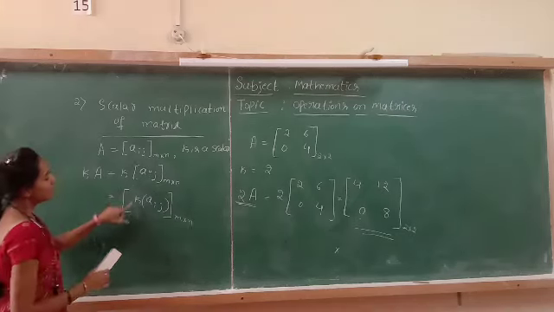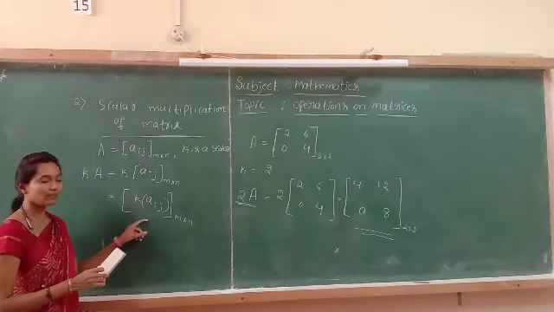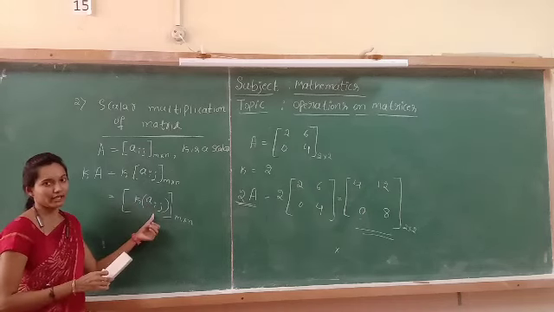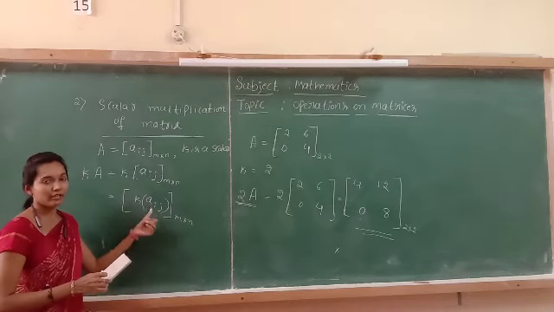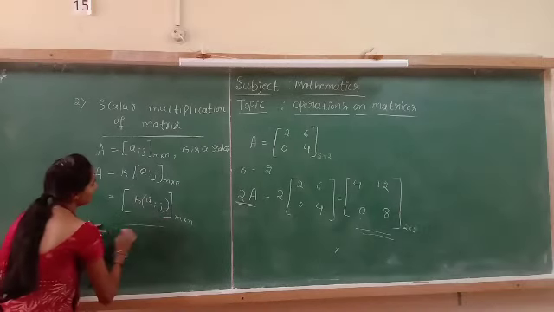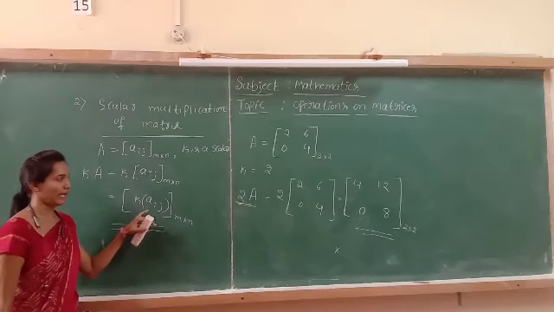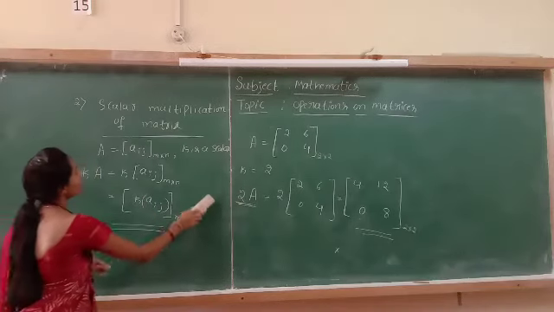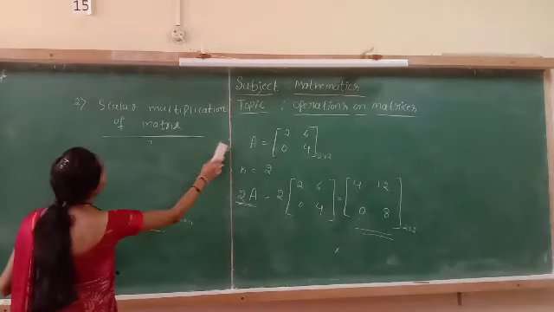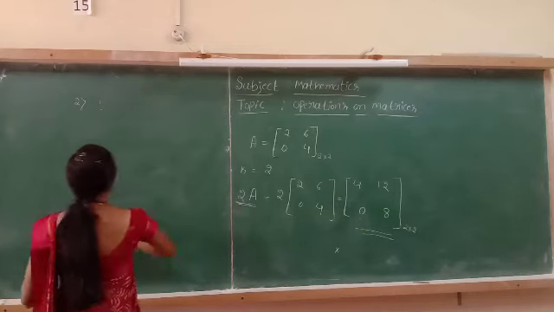So k times a_ij indicates the resultant matrix having the elements k times a_ij, where a_ij is the element lying in the ith row and jth column. This is the final element of that matrix, k times a_ij. Next I will move on to define the difference of a matrix, that is nothing but the subtraction of a matrix.